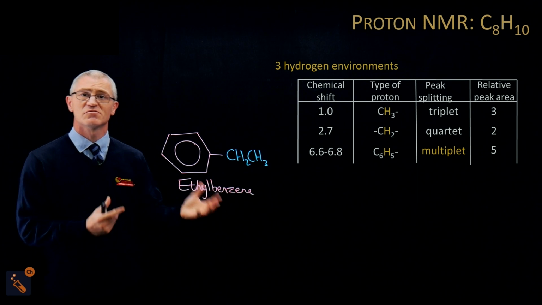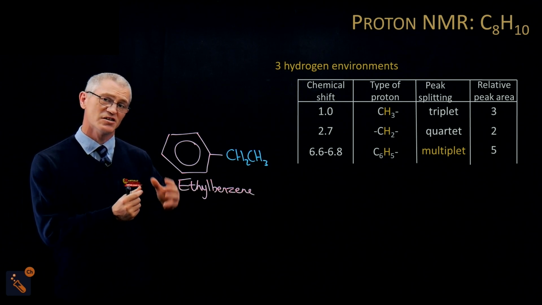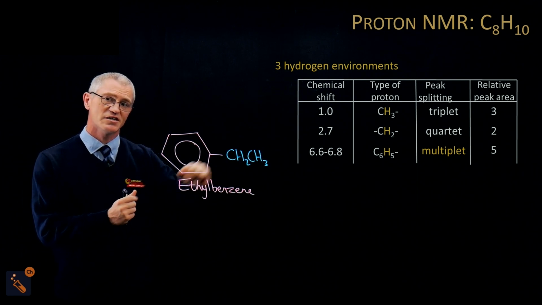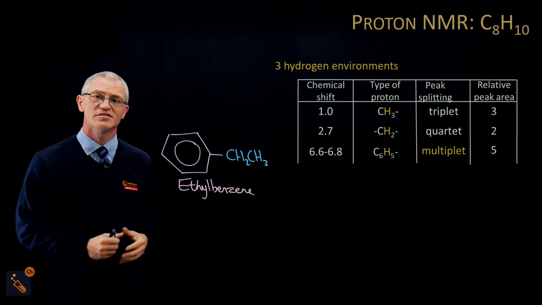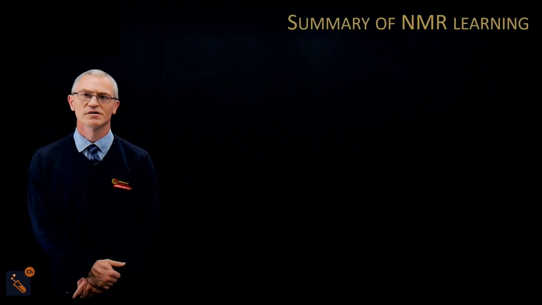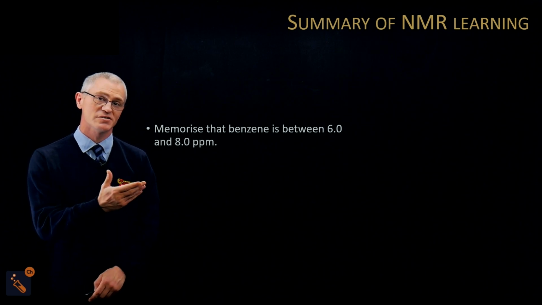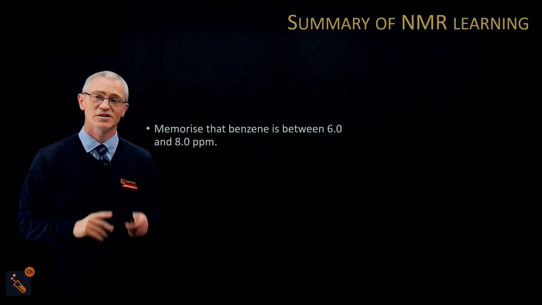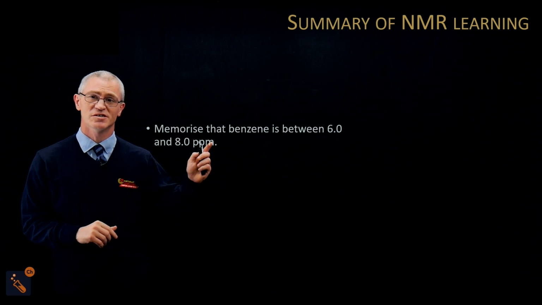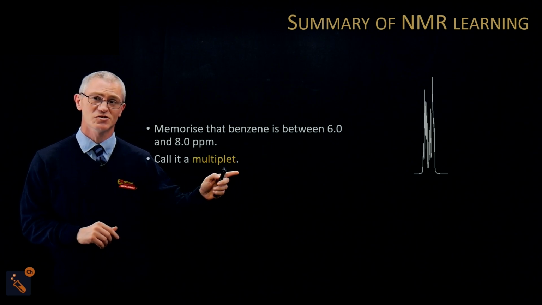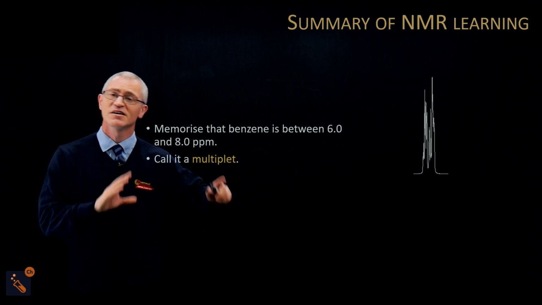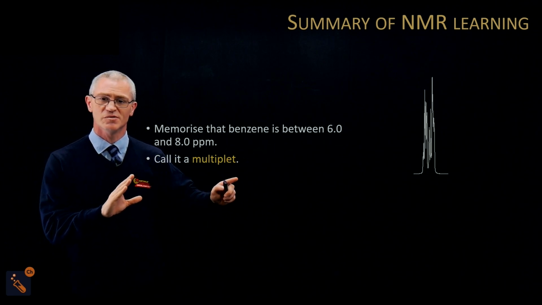Okay, and that is really important, to learn this benzene part here and to practice this ethyl part here. Now let's just summarise our learning from that NMR. The first one is memorise that benzene is between 6 and 8. Really easy to recognise, well worth memorising, always looks a bit of a mess because you can call it a multiplet. See that mess there? Typical example, and you can call it a multiplet.